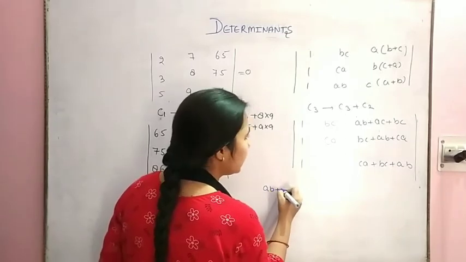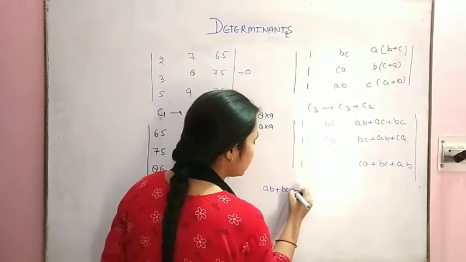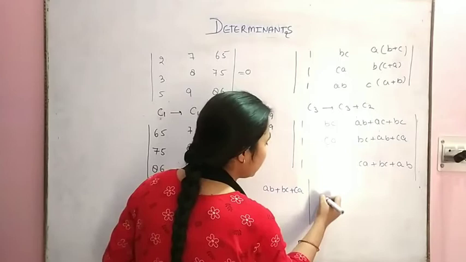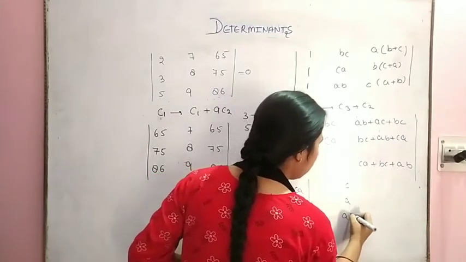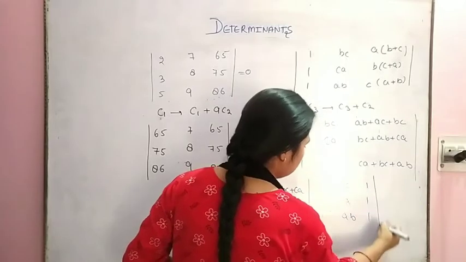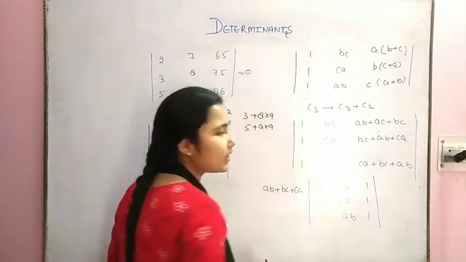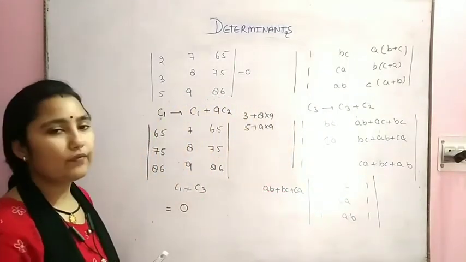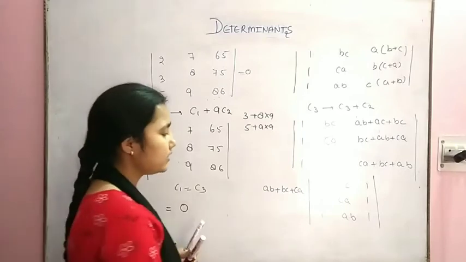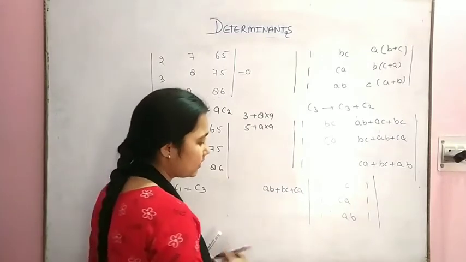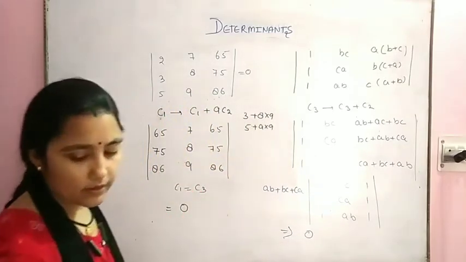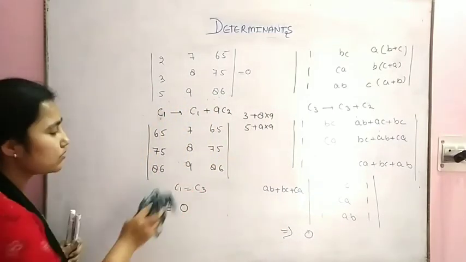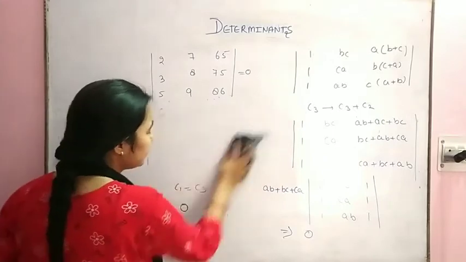If we take common AB plus BC plus CA from C3, we get 1 1 1, BC CA AB and 1 1 1. Here two columns are identical. That means the value of the determinant is equal to 0, and 0 multiplied by something gives again 0. Now come to the next question. This is question number 5.